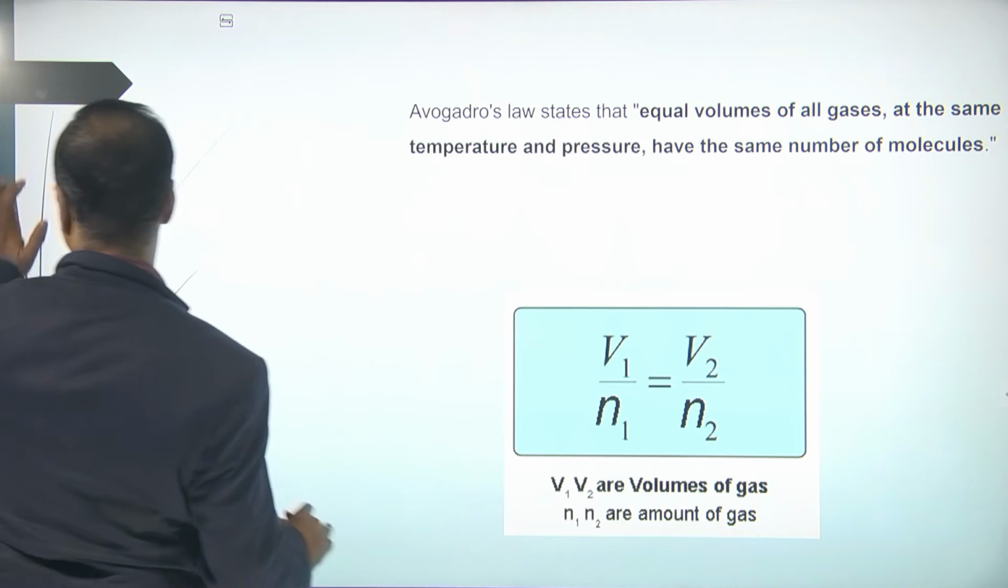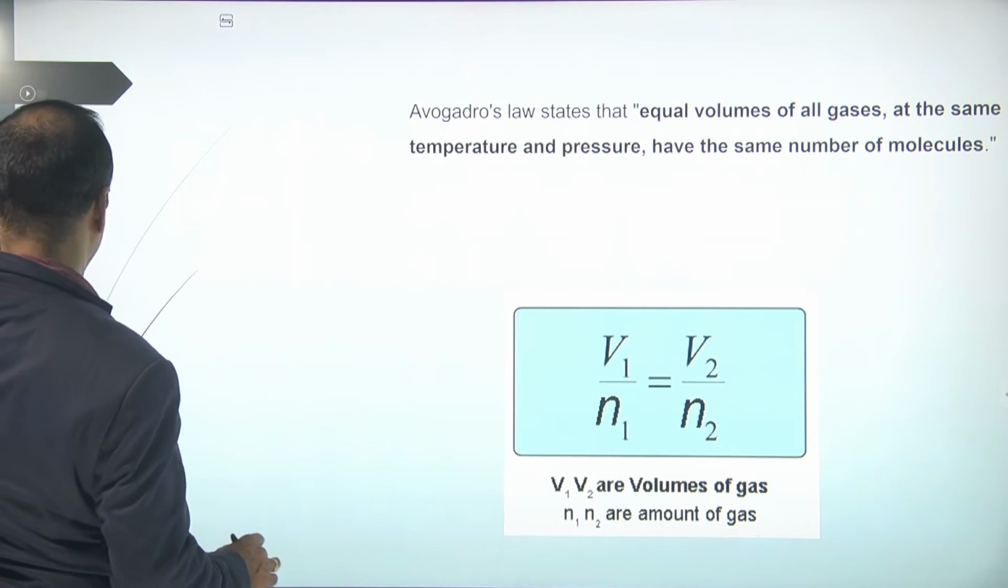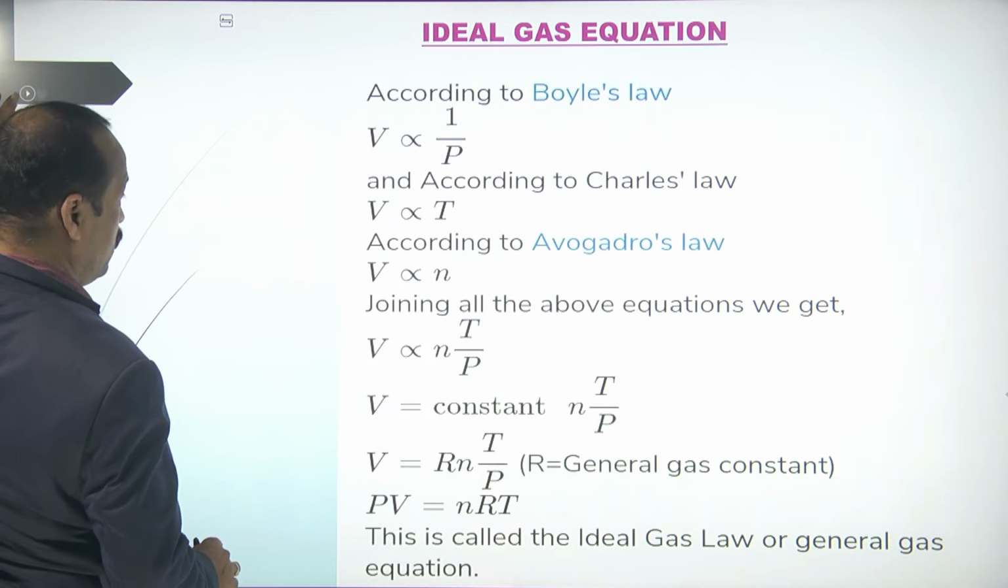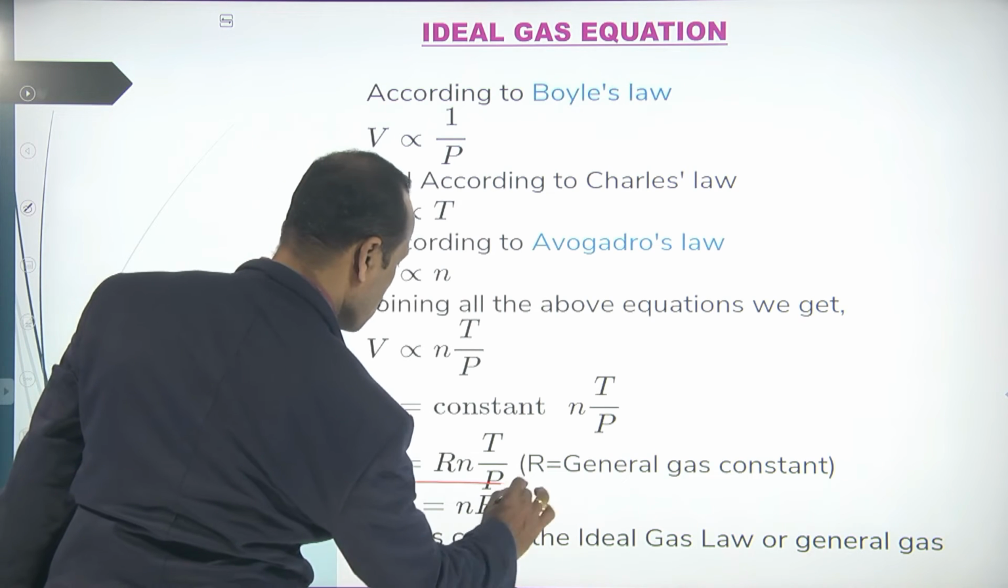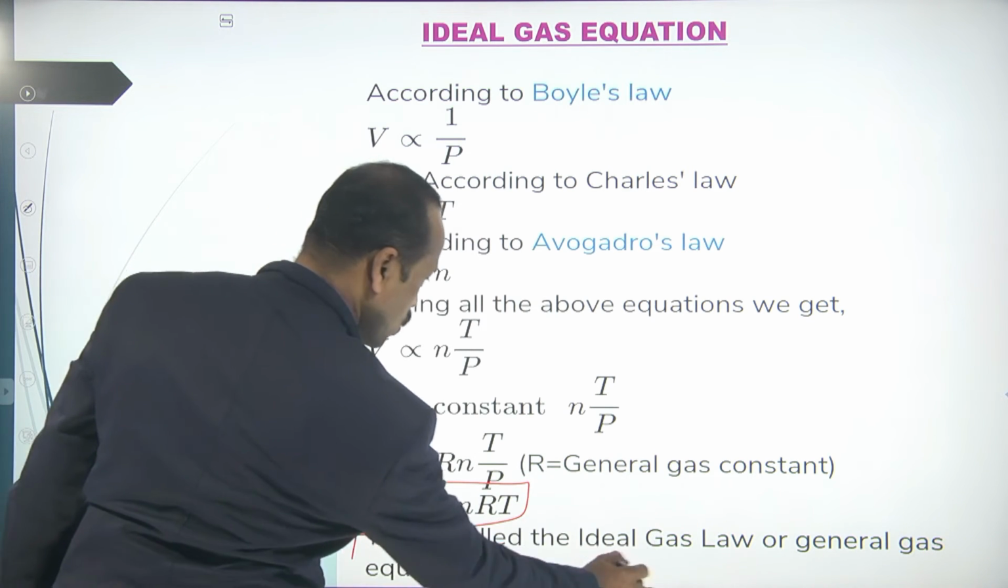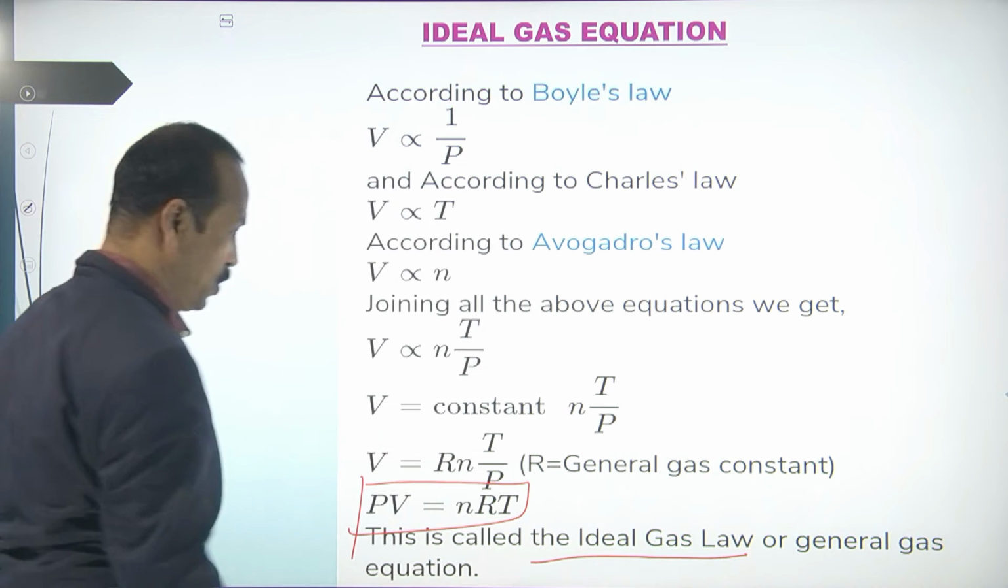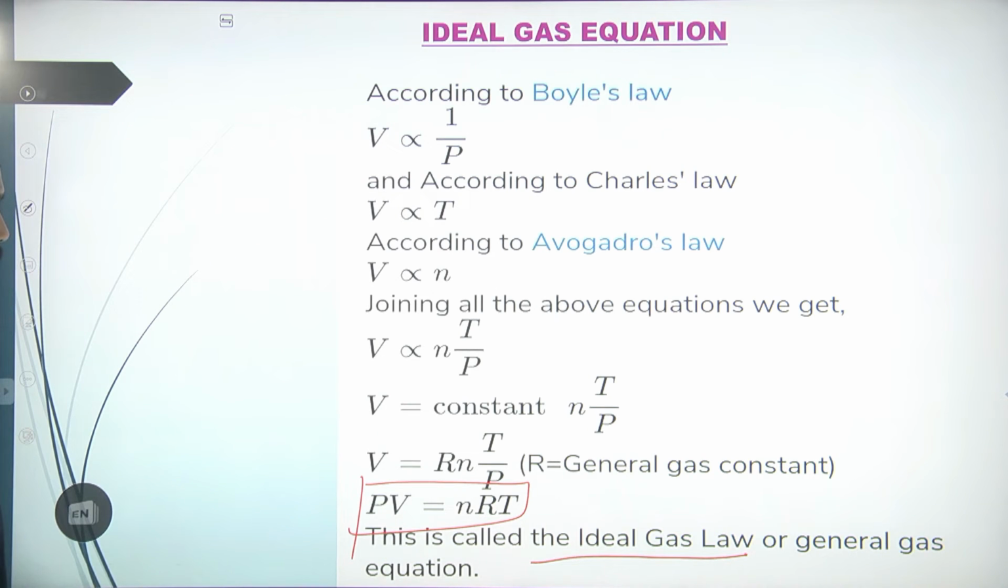So this PV is equal to nRT. This is called the ideal gas equation. Is this clear to you? Chalo, take the screenshot of this one.